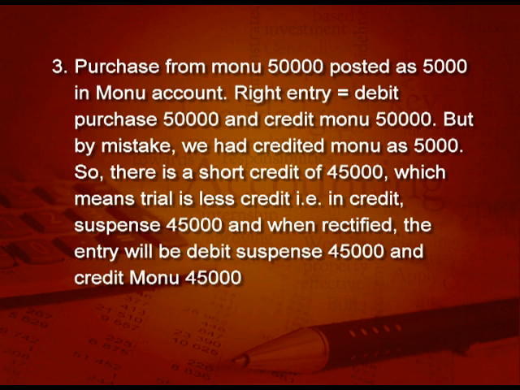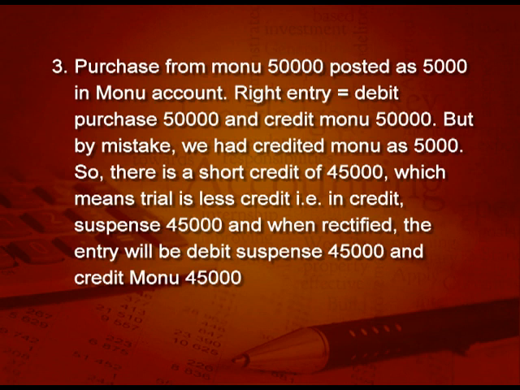Now, what is the right entry? Debit purchase 50,000, credit Monu 50,000. But by mistake, we have credited Monu as 5,000. Purchase is okay. So, Monu account is less credited by 45,000. It means trial will be less in credit.